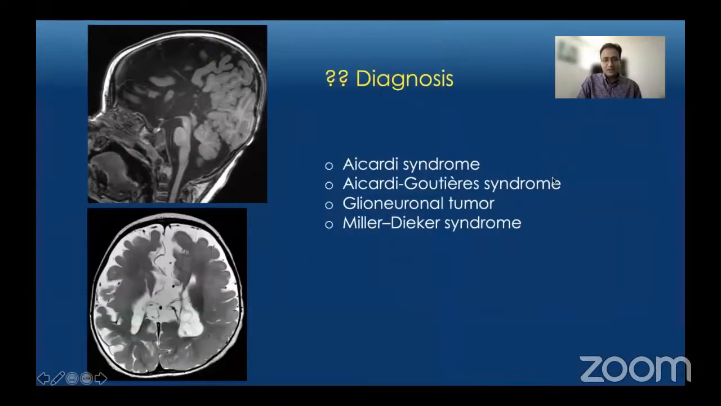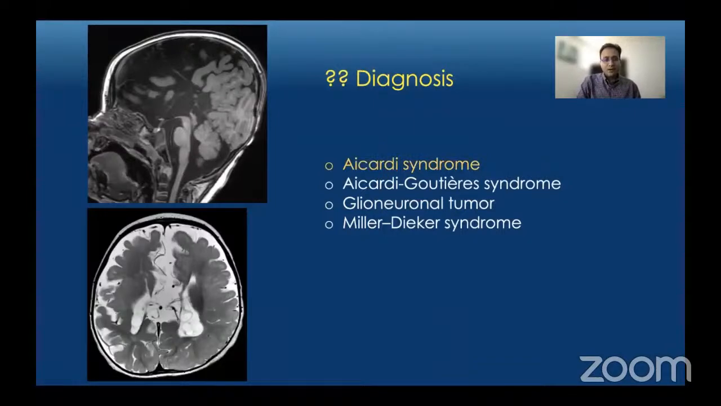So what is this constellation of findings called? Is it Aicardi syndrome? Is it Aicardi-Goutières syndrome? Is it a glioneuronal tumor based on the cystic changes? Or is it Miller-Dieker syndrome? So this appearance is diagnostic of Aicardi syndrome.